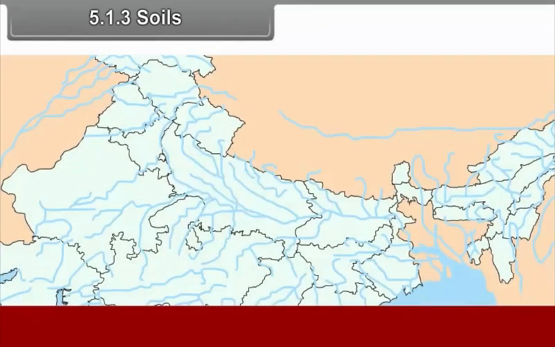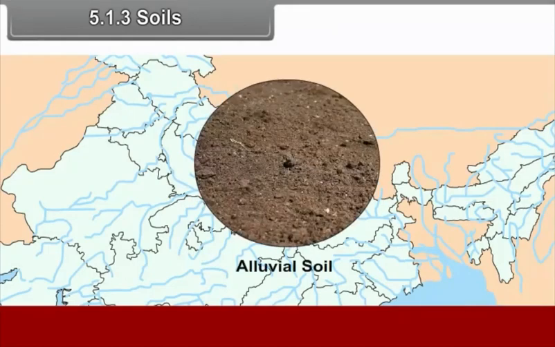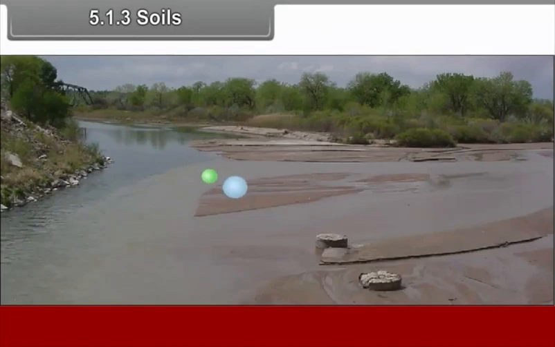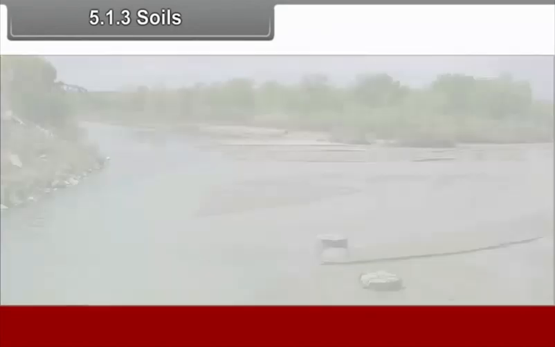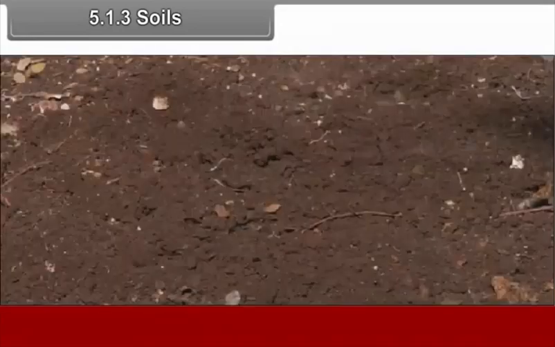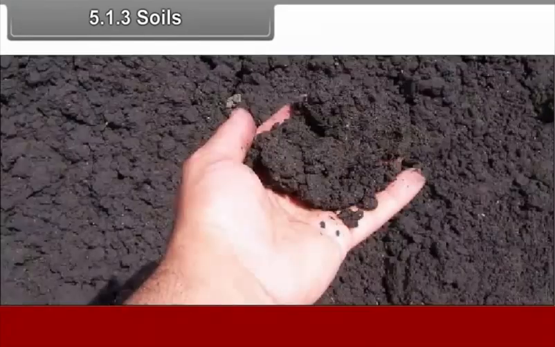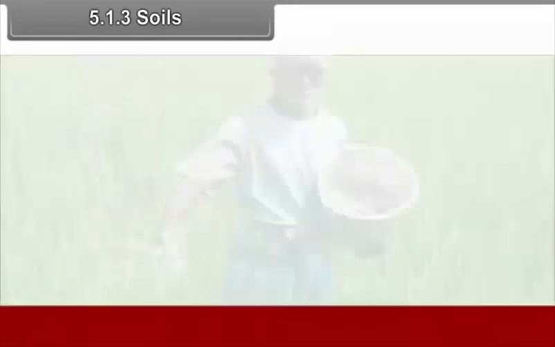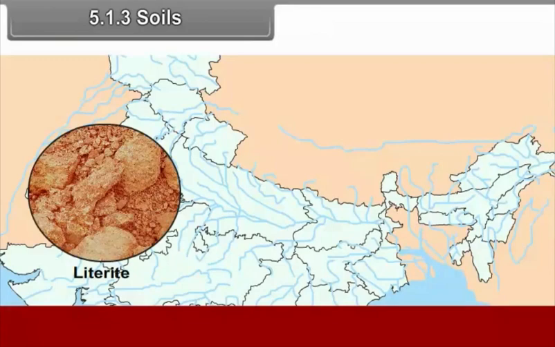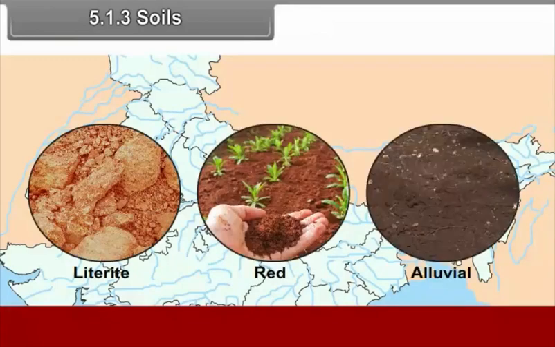The Middle Ganga plain has immature alluvial soils. A poor drainage causes accumulation of sodium salts that renders the soil infertile. The soils generally lack nitrogen and need manure and fertilizers. The Lower Ganga plain consists of laterite, red and alluvial types of soils.